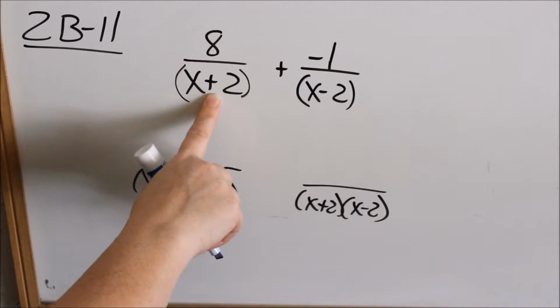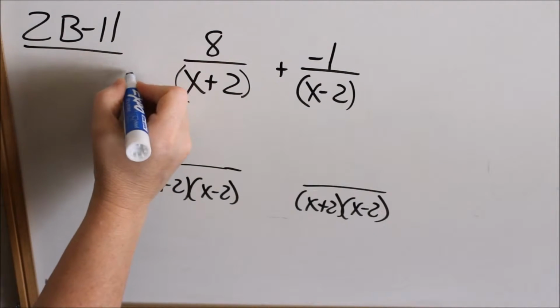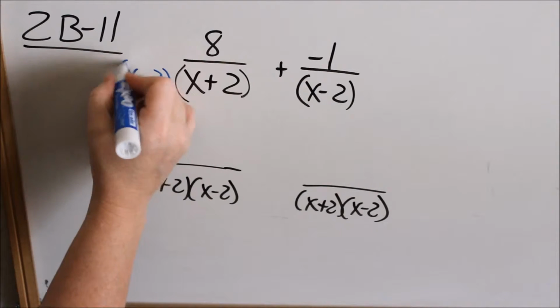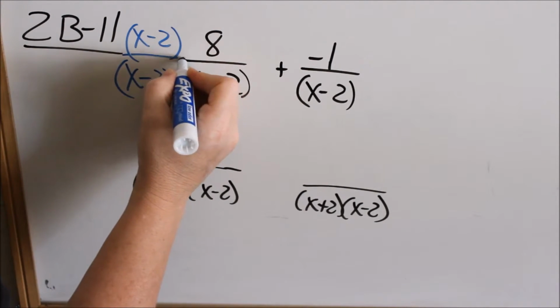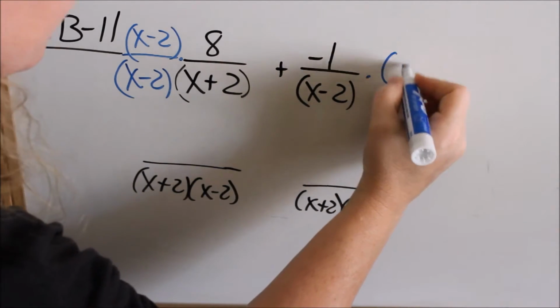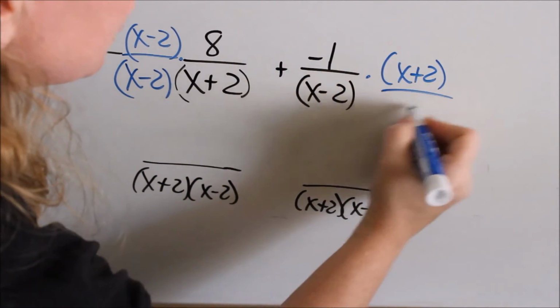So what do I have to multiply to this one to get my common denominator? I need to multiply by x minus 2, which means I have to multiply my numerator by x minus 2. This one, I have to multiply by x plus 2.